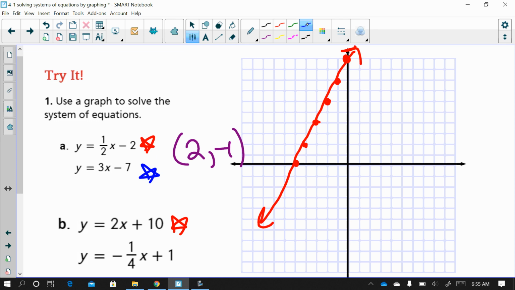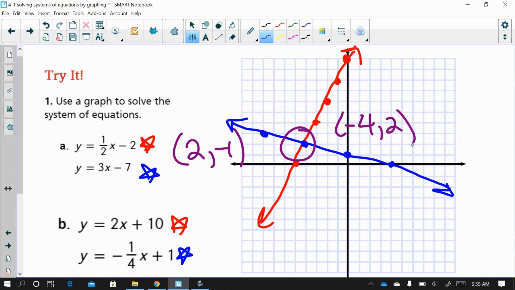Okay, the other one I'm going to do in blue. Negative 1/4 x plus 1, so here's plus 1. Negative 1 over 4. Okay, notice, again, I'm not getting close to my red line, so I need to go the other direction. So I'm going to go up 1, left 4. Connect the dots. Okay, right here is my solution. That is the point negative 1, 2, 3, 4, negative 4, 2. Okay, there's those two problems.